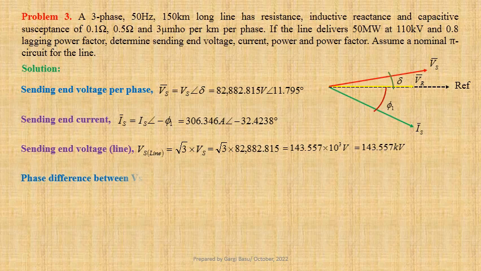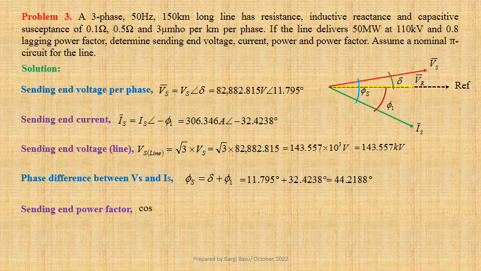Phase difference between Vs and Is, phi s equals delta plus phi 1. Using values we get 11.795 degree plus 32.4238 degree. That gives us 44.2188 degree. Let us now calculate sending end power factor. Cos phi s equals cos of 44.2188 degree. That gives us 0.7167 lagging.